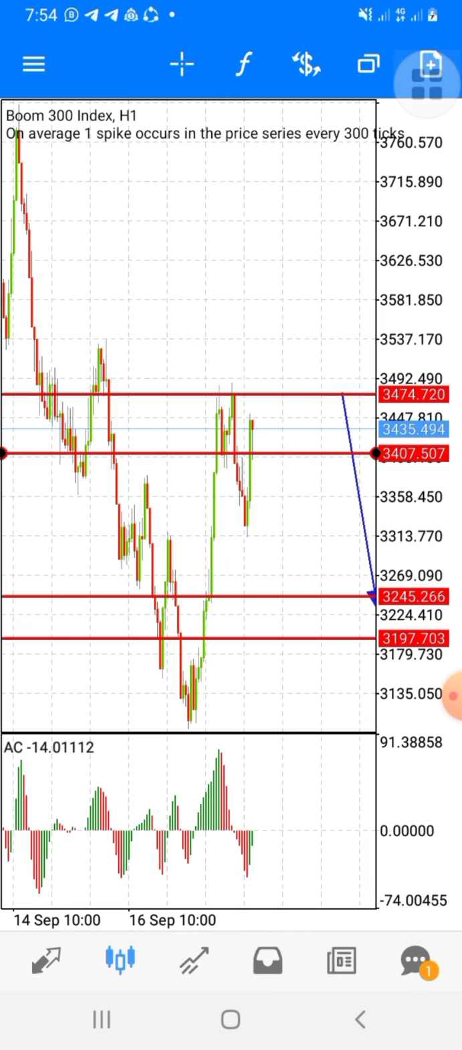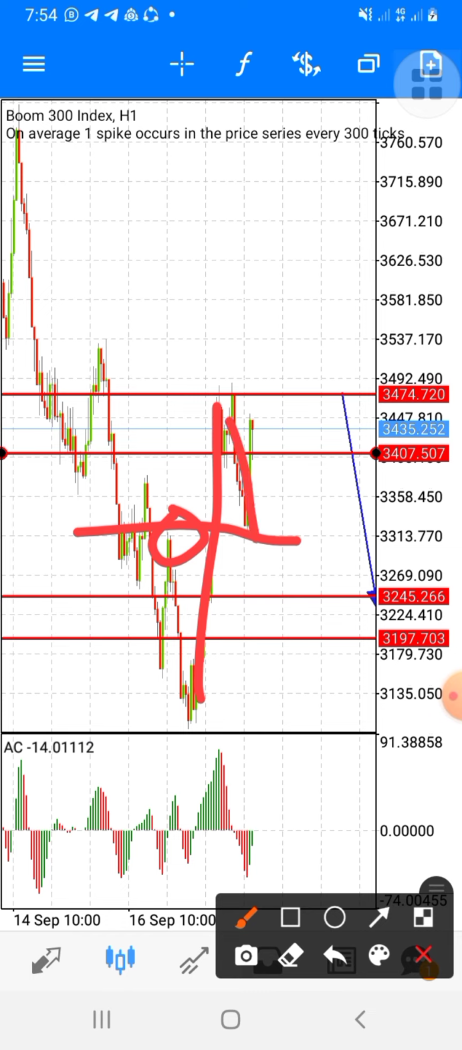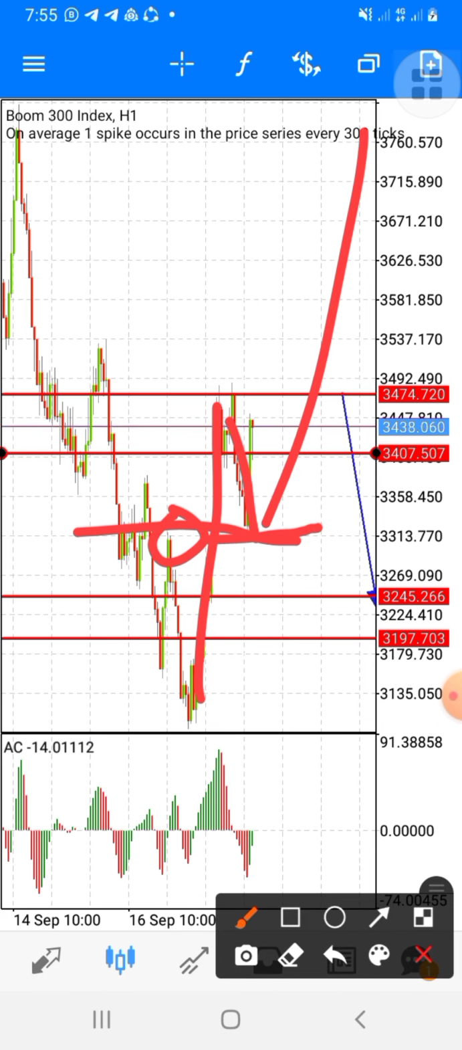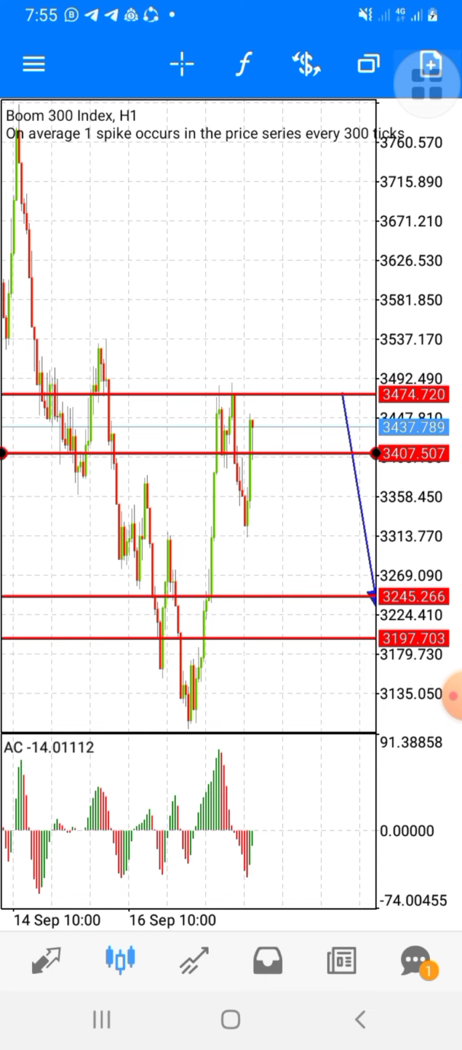I just saw it now. I'll show you the scenario right about here. It came back to retest this other one. Remember, here is a level, but it broke it up. Now it came back to retest it. So what do we expect now? We expect it to buy up because it's a change in market structure. Look at it. It now broke out. It broke it. So this is what we call change in market structure.